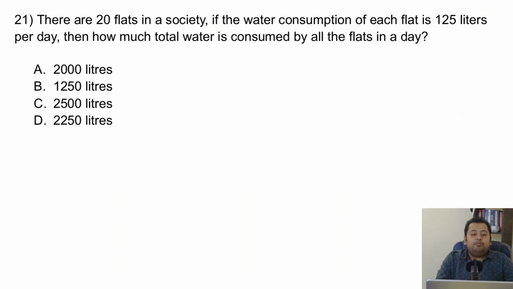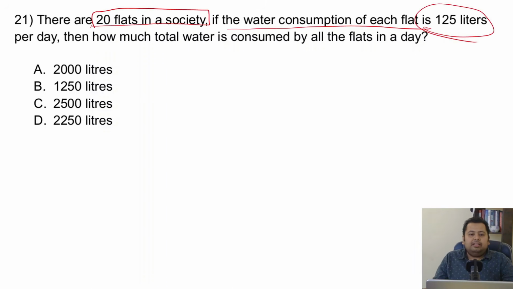And now we'll move to question number 21, which is the first question in everyday mathematics. There are 20 flats in a society. So in a society, there are 20 flats. If the water consumption of each flat is 125 liters, right?